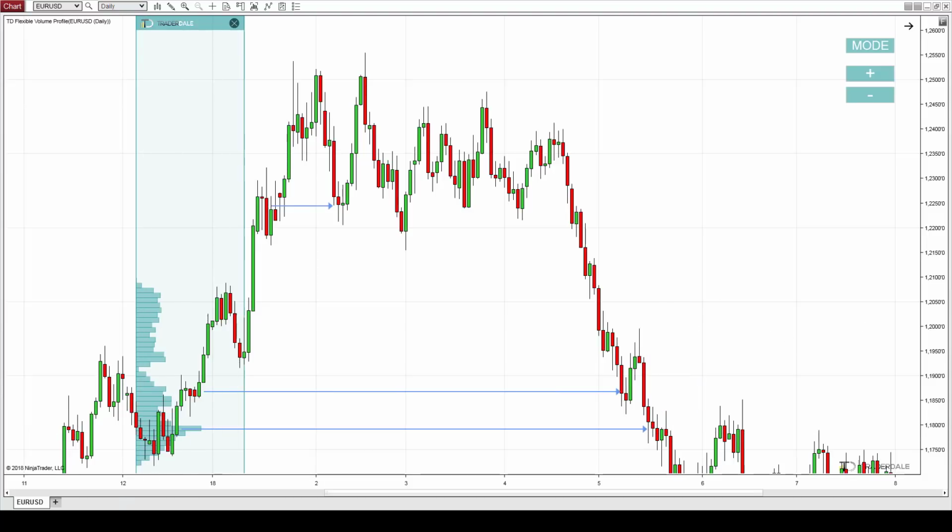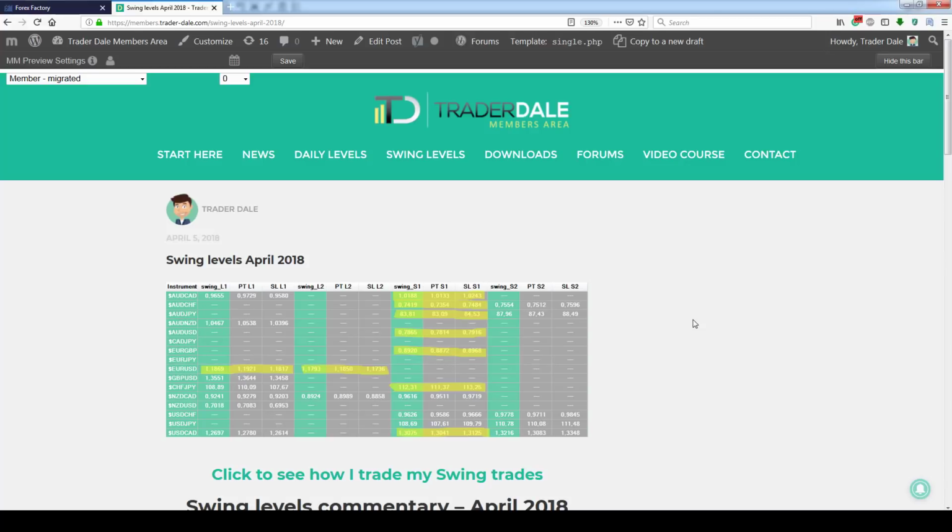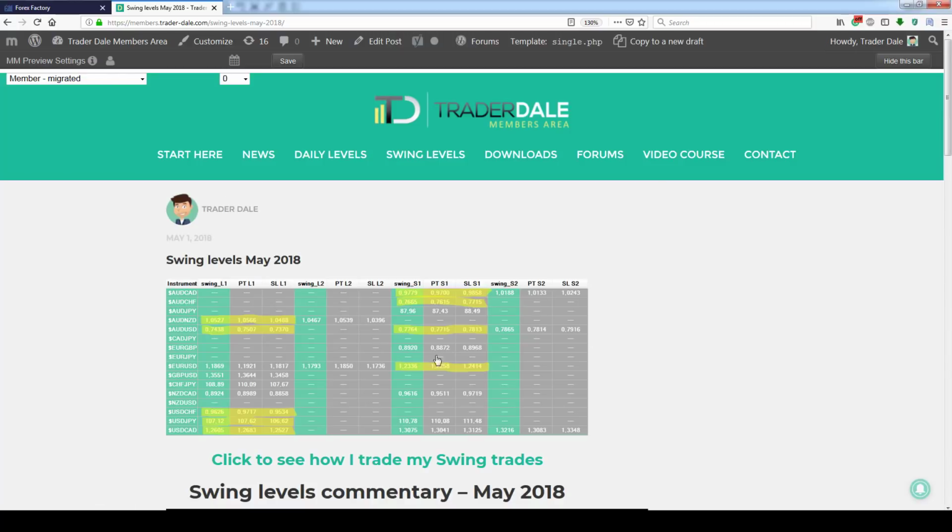So let's go back into the members section and let's have a look at the levels which got published in May. Alright, so this is table for swing levels for May 2018. And this level, I already mentioned, this was the winner, this was the loser I showed you a few moments ago. So those levels are already spent. And there is one new long level which I published. It was 1.2336, but this short level didn't get triggered. So there were no trades from this table.